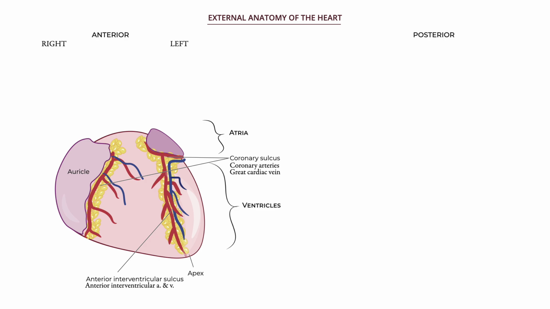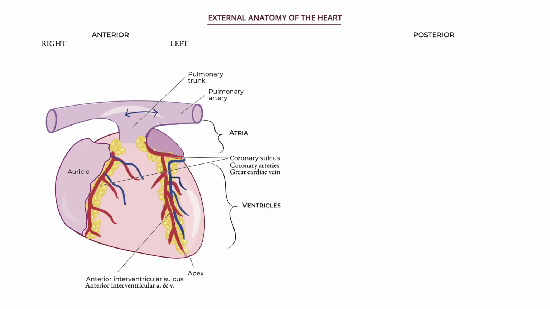On the superior aspect of the heart, show that the pulmonary trunk arises near the left auricle. The pulmonary trunk splits to form the right and left pulmonary arteries, which carry deoxygenated blood from the heart to the lungs. Next, show that the aorta arises at an angle and wraps around the pulmonary trunk. Label the ascending segment and the arch of the aorta. The aorta delivers oxygenated blood from the heart to the rest of the systemic circulation.